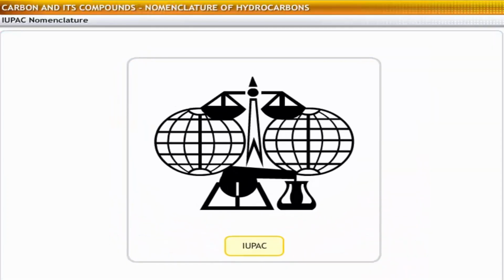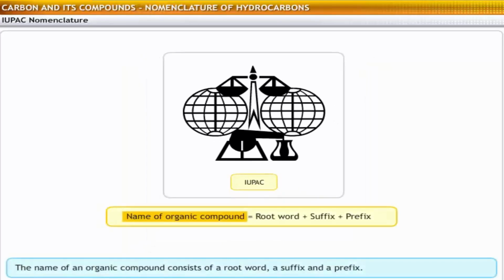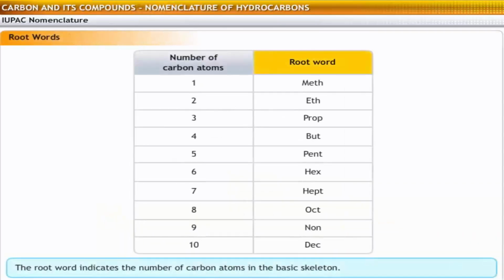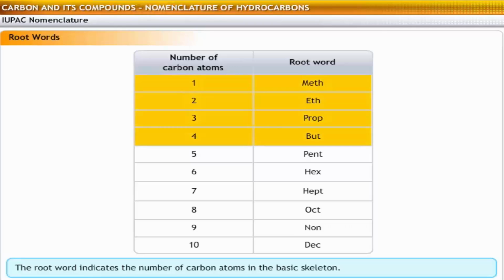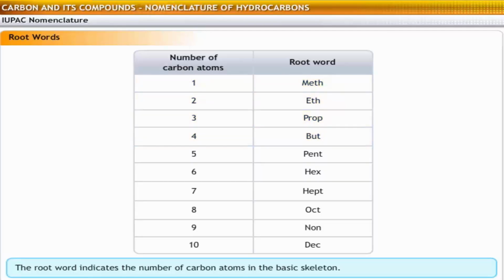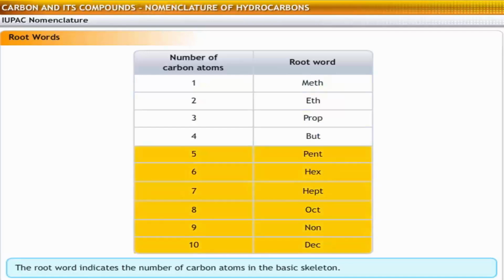According to the IUPAC system of nomenclature, the name of an organic compound consists of a root word, a suffix and a prefix. The root word indicates the number of carbon atoms in the basic skeleton. The chains that contain up to 4 carbon atoms have special root words which are based on their common name. For chains that have more than 5 carbon atoms, Greek number roots are used as the root words.